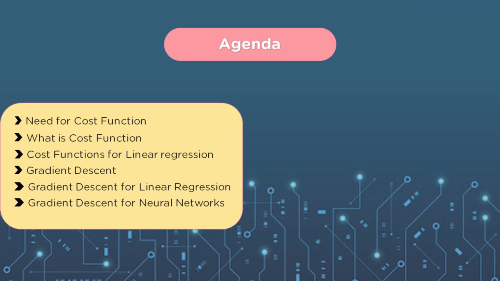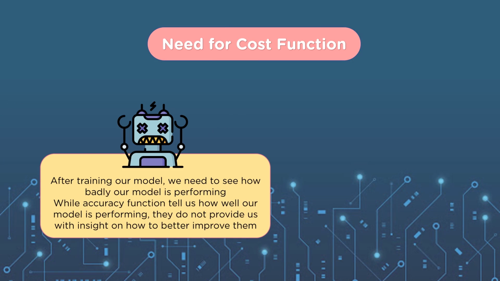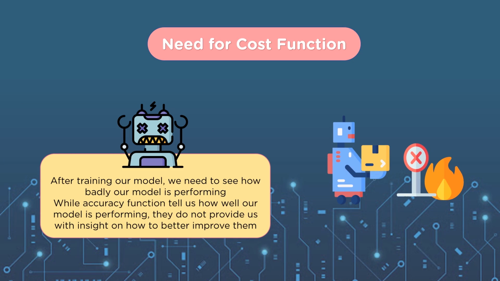This is really the math behind what's going on, and it's important to understand what this cost function is and how it's being used in kind of a high-low guessing game the computer does for solving many of our machine learning problems. The need for cost function comes in a number of points. One of them is that after training our model, we need to see how badly our model is performing. While accuracy functions tell us how well our model is performing, they do not provide us with the insight on how to improve them.